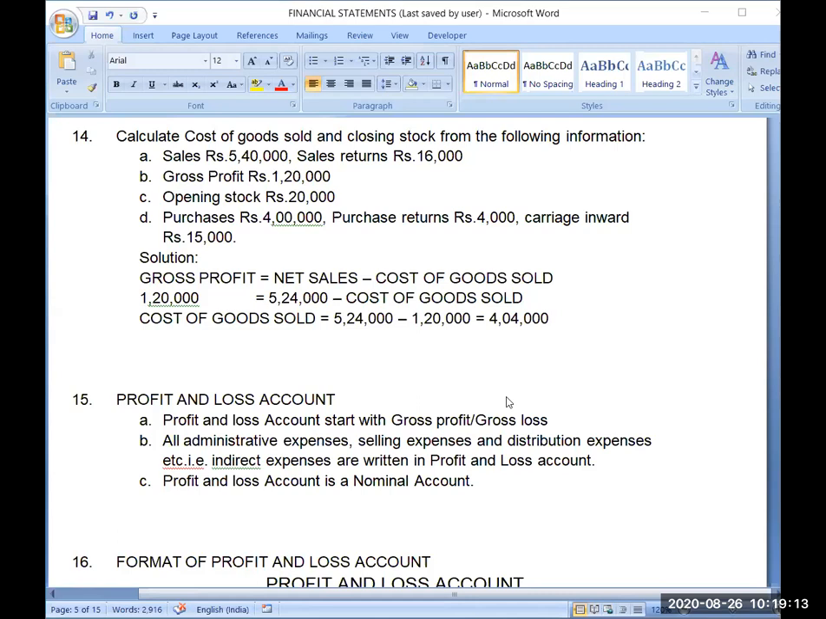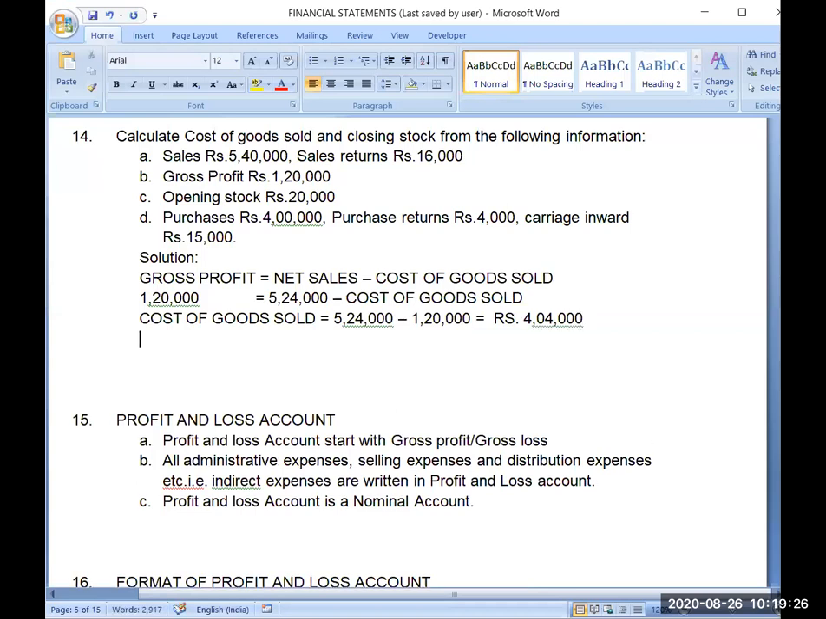Yes, please. Is this clear? I will simultaneously show here how I have calculated net sales. So net sales is equal to sales minus sales return. So it will be sales amount 5,40,000 minus 16,000. So it will become 5,24,000.